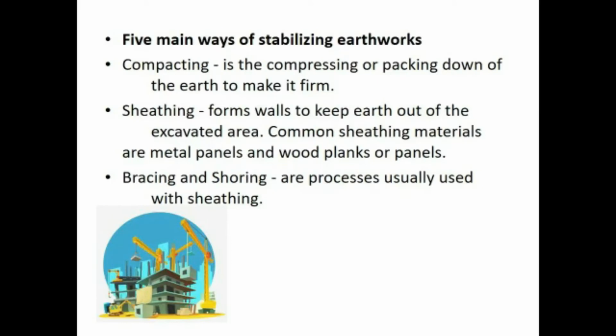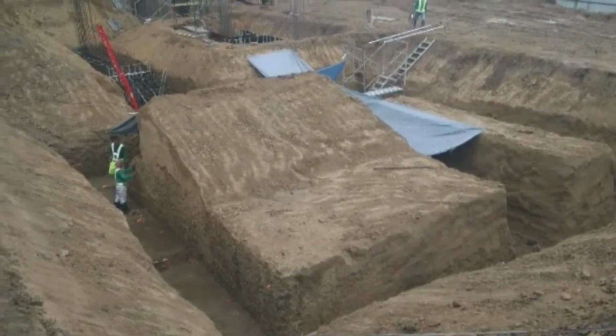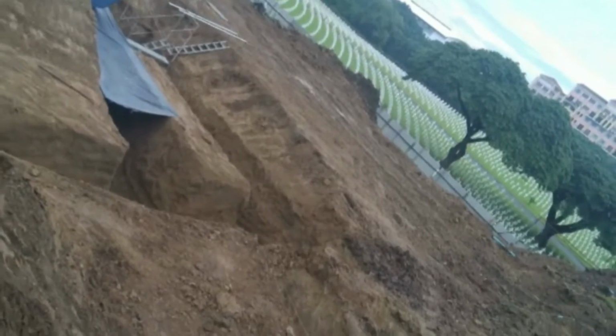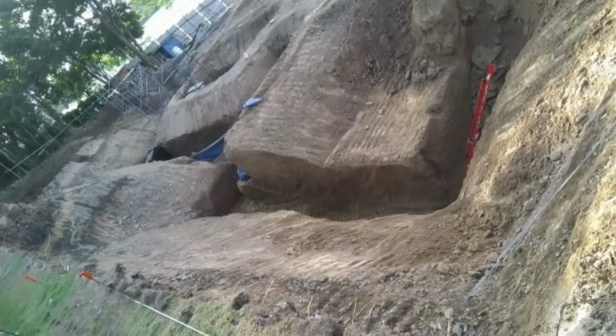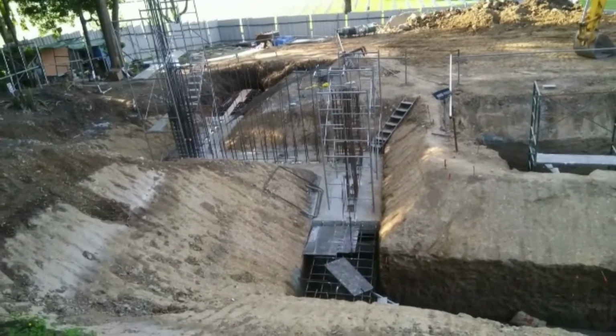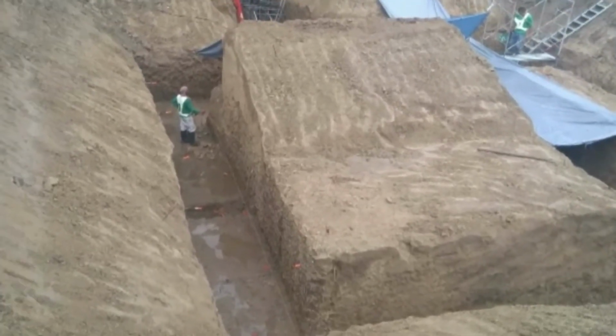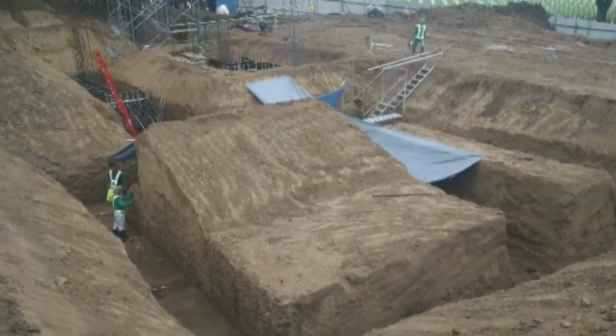In stabilizing earthworks, we have 5 main ways, which are compacting, sheeting, bracing and shoring, and piling and coffer damming. In compacting, we compress or pack down the earth to make it firm. So we are familiar with this. Then sheeting, we form walls to keep earth out of the excavated area.